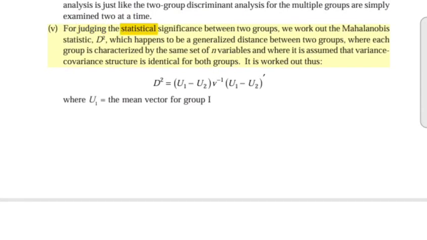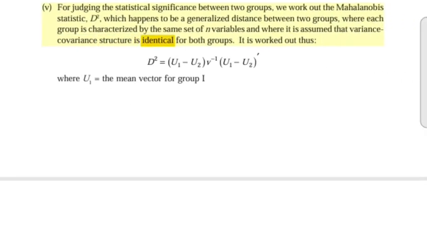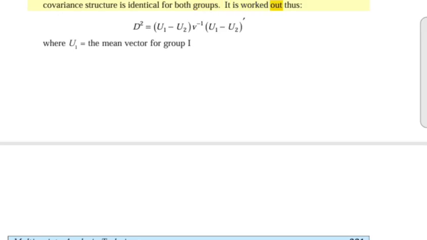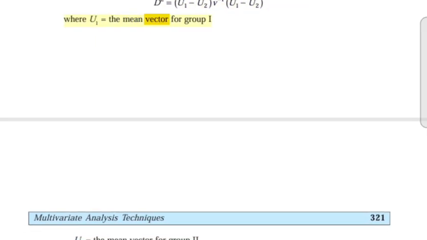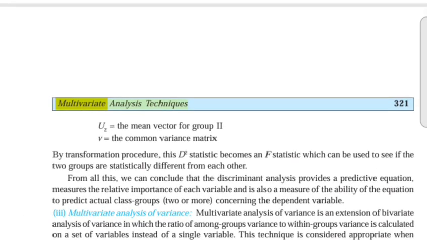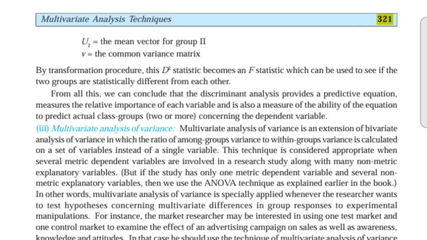For judging the statistical significance between two groups, we work out the Mahalanobis statistic, D squared, which happens to be a generalized distance between two groups, where each group is characterized by the same set of n variables and where it is assumed that the variance-covariance structure is identical for both groups. It is worked out thus: D squared equals (U1 minus U2) transpose V inverse (U1 minus U2), where U1 equals the mean vector for group 1, U2 equals the mean vector for group 2, and V equals the common variance matrix by transformation procedure.